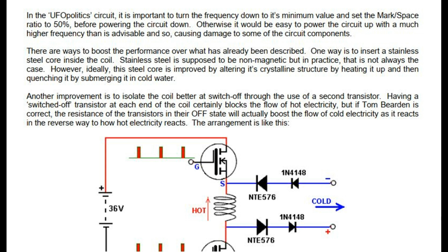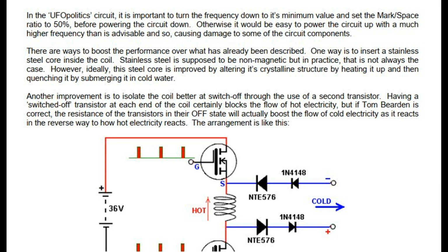There are ways to boost the performance over what has already been described. One way is to insert a stainless steel core inside the coil. Stainless steel is supposed to be non-magnetic, but in practice, that is not always the case. However, ideally, this steel core is improved by altering its crystalline structure by heating it up and then quenching it by submerging it in cold water.